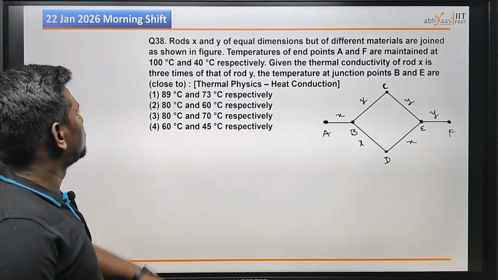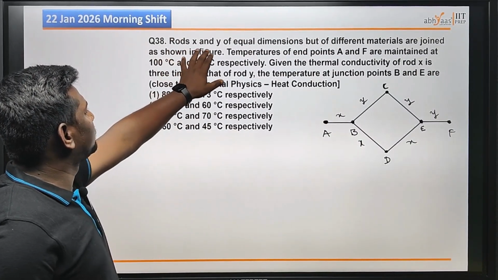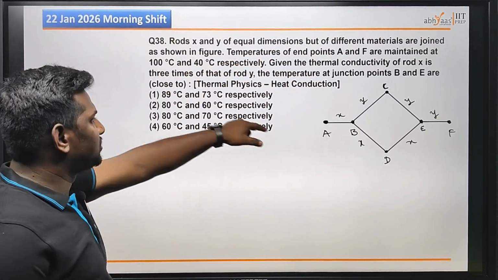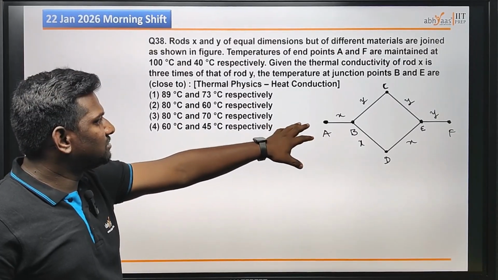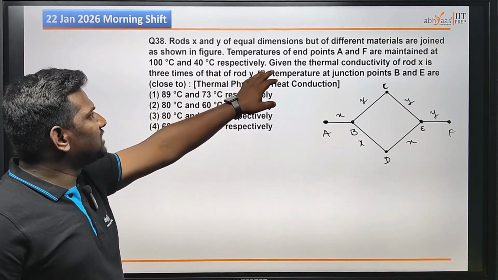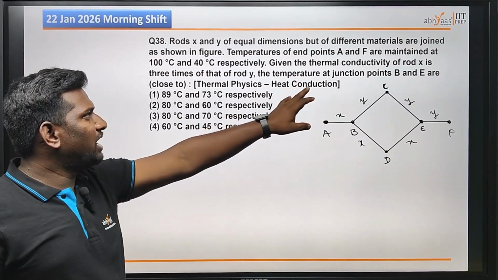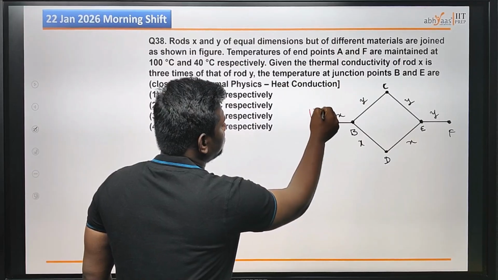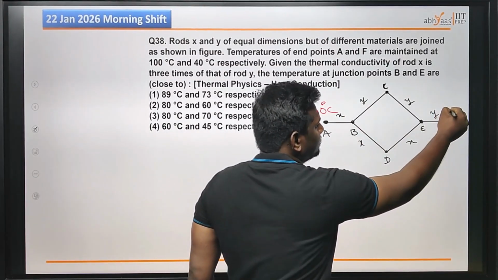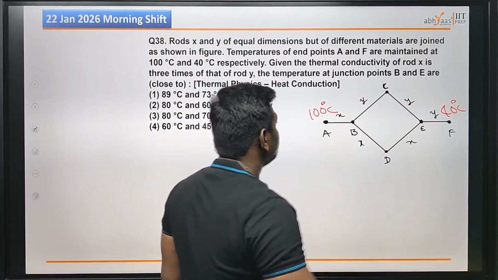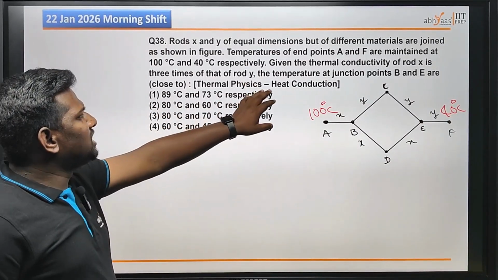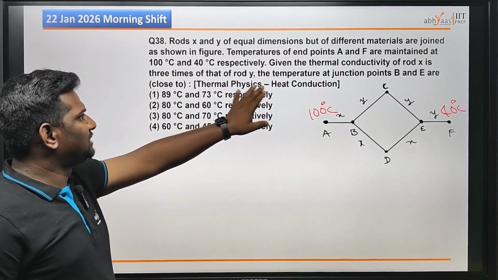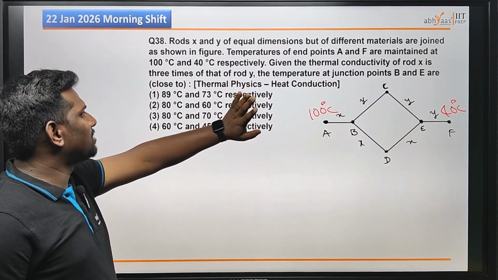See here, next question. The rods X and Y of equal dimensions but of different materials are joined as shown in figure. X, Y are the rods. The temperature of endpoints A and F are maintained at 100 degrees centigrade and 40 degrees centigrade. Given the thermal conductivity of rod X is 3 times that of rod Y. So X is 3 times of Y, that is the thermal conductivity.